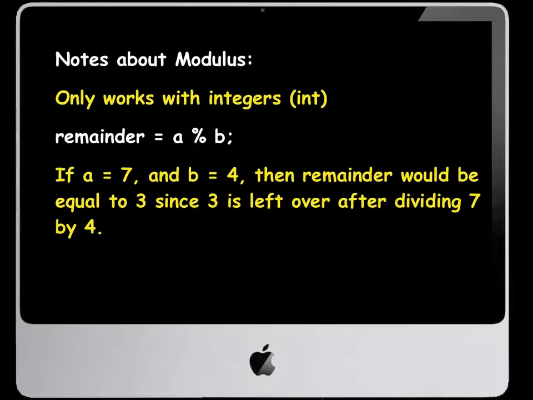Now here are some notes about modulus. Modulus only works with integers. When we go remainder equals a modulus b, in our example what we should see happen is if a is 7 and b is 4, when we divide 7 by 4, 4 goes into 7 one time with a remainder of 3. Since 3 is left over, that is the value that we will give remainder with this equation. You should see this result later when you run the program.